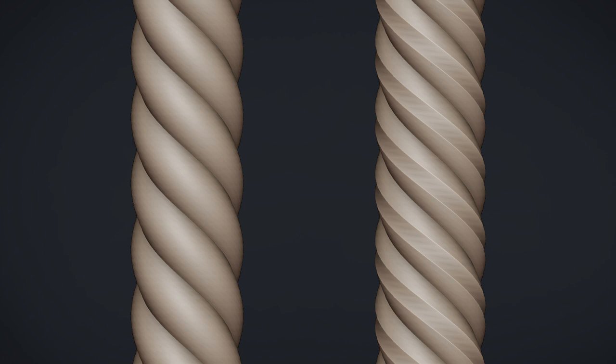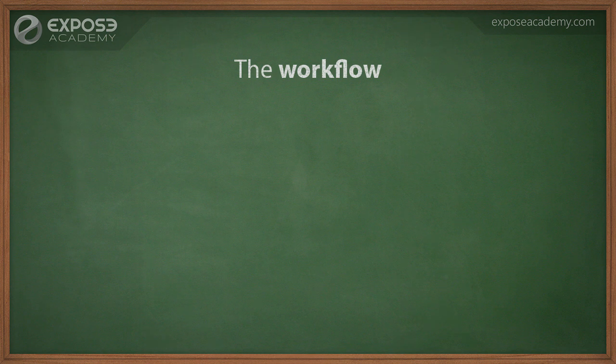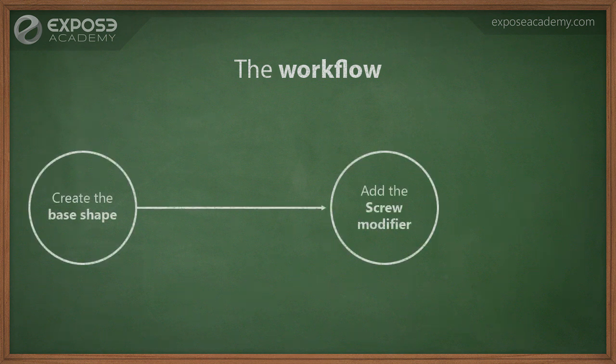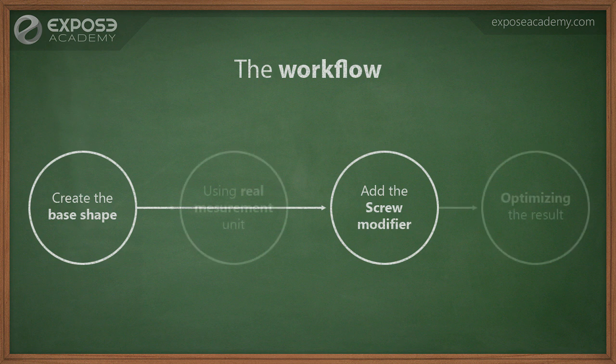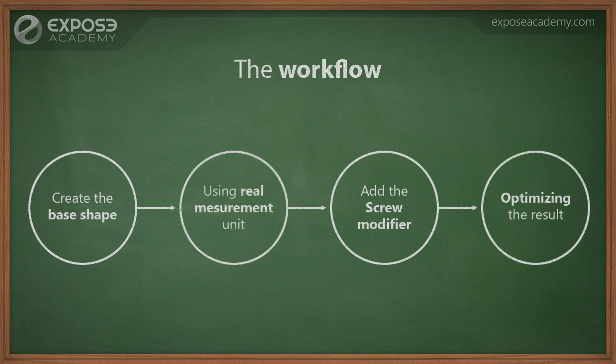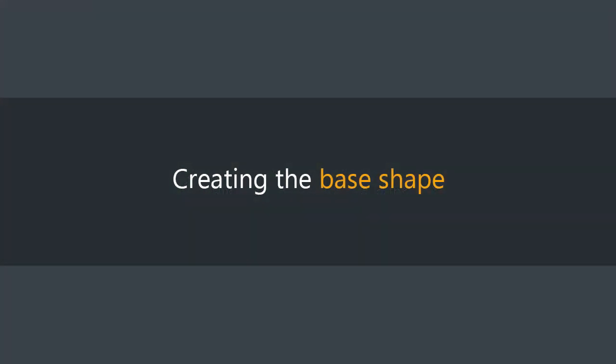Now, before we start modeling anything, I want to explain the overall process in a macro overview. Basically, we only need two steps. The first step is we need to define the base shape, and then the second step is adding the screw modifier. And that's it. But besides the modeling workflow, I also want to discuss how we can optimize the result and how to use a real measurement unit in 3D modeling.